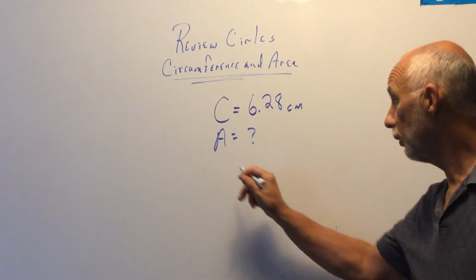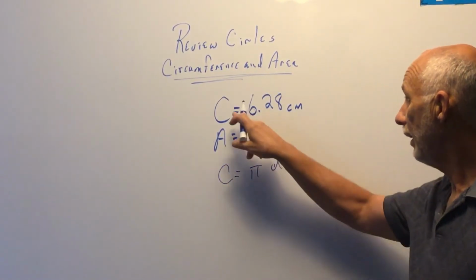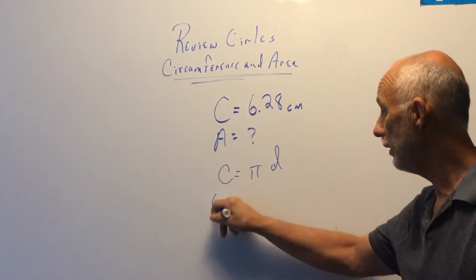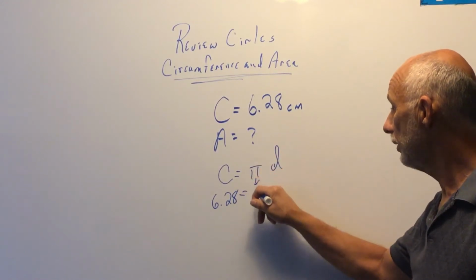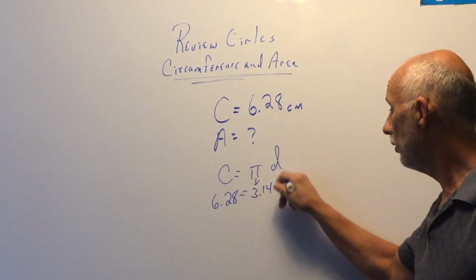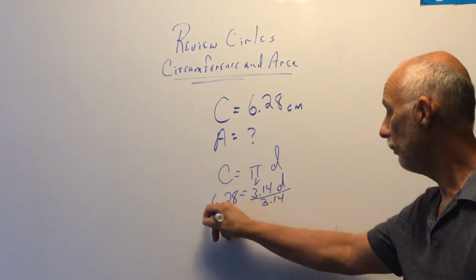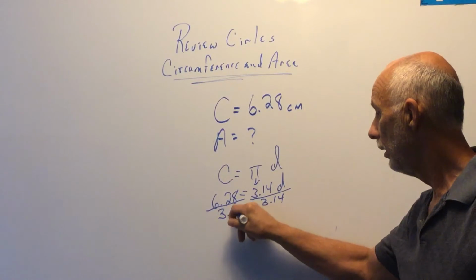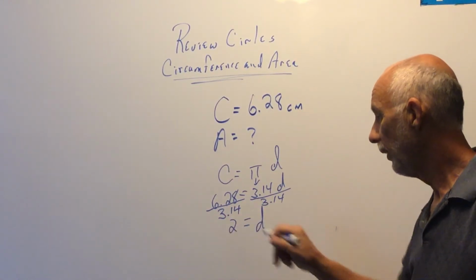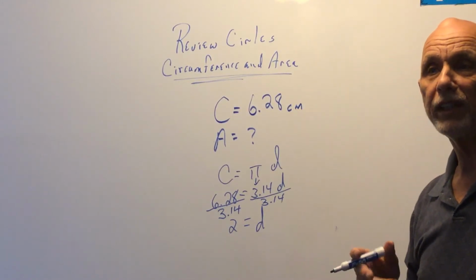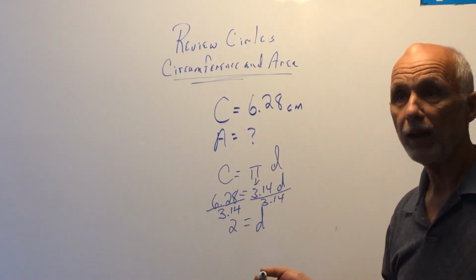The first one says circumference is equal to pi times diameter, and the circumference is 6 and 28 hundredths. I did this on the last video. Pi is 3 and 14 hundredths, and you're looking for diameter. So you divide by 3 and 14 hundredths on both sides, and you get the diameter is equal to 2. Now, if you paid attention to the other video, you would say, well, Mr. Du, you already did this. I know I did, all right?